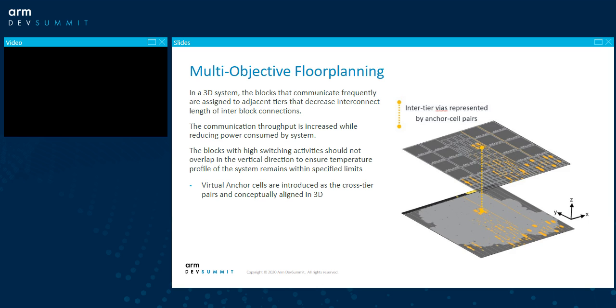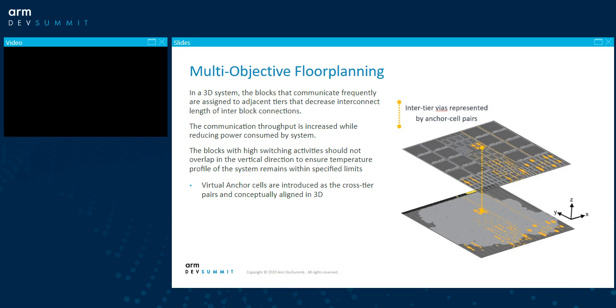Okay, so essentially we start from floor planning. For this kind of 3D 4D design, I think the main consideration is we should avoid having a logic over logic design, at least for this 4D CPU, because the high switching activity should not overlap in the vertical direction.